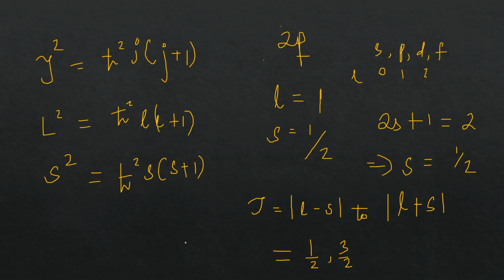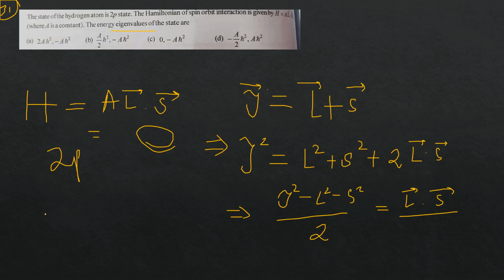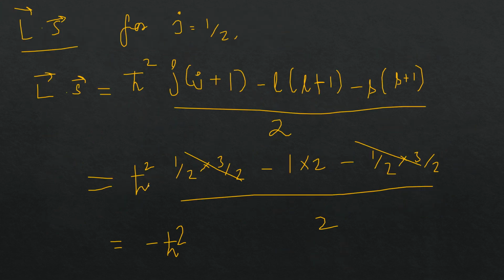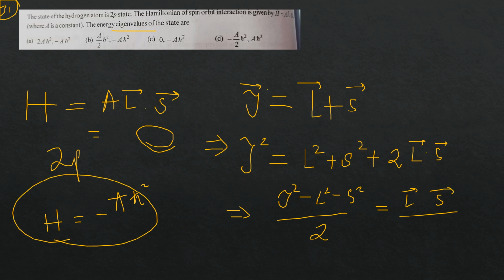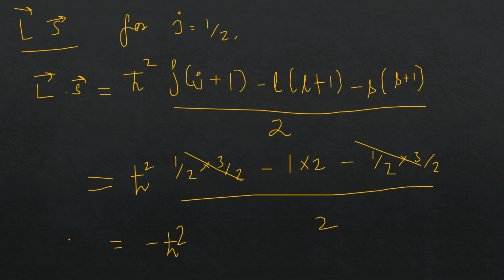So for one value, H will become minus A ħ². So I will put the L dot S value here: minus ħ² is one answer. We will check for the other one, that is L dot S for J is equal to 3 by 2.